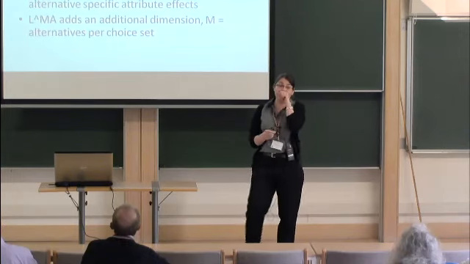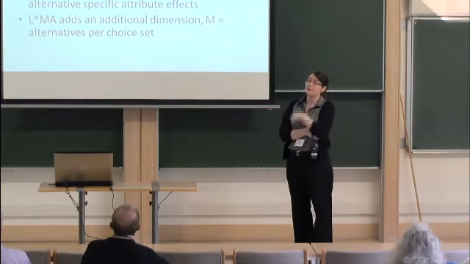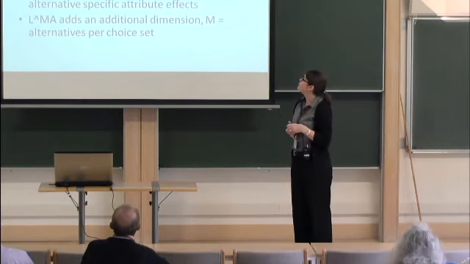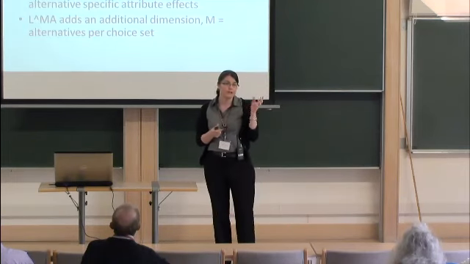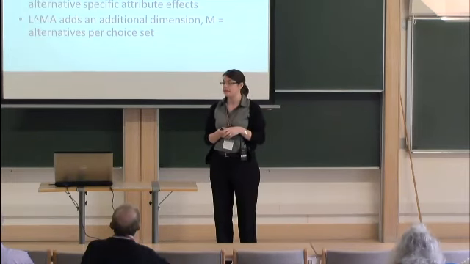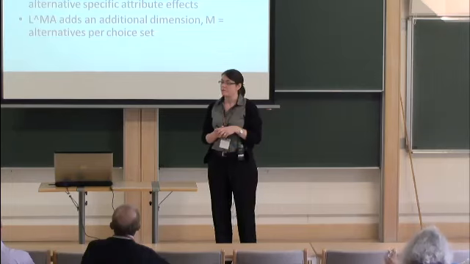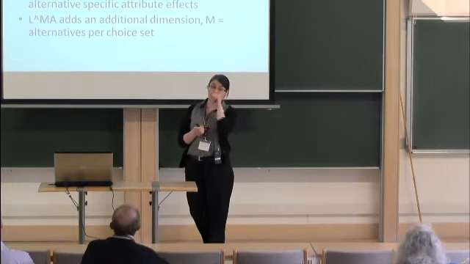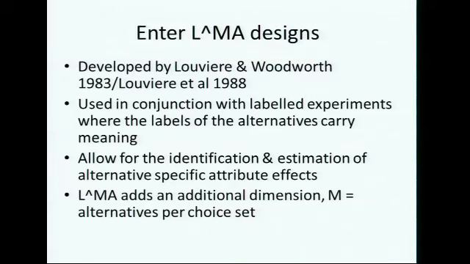So enter L to the MA designs. These were developed by Jordan and colleagues, and they're used generally in conjunction with labelled experiments, where I've said the labels carry some meaning, and they allow for identification and estimation of these alternative specific effects on the attributes. So if we think of the L being levels and the A being attributes, then usually we think of a full enumeration as L to the A.